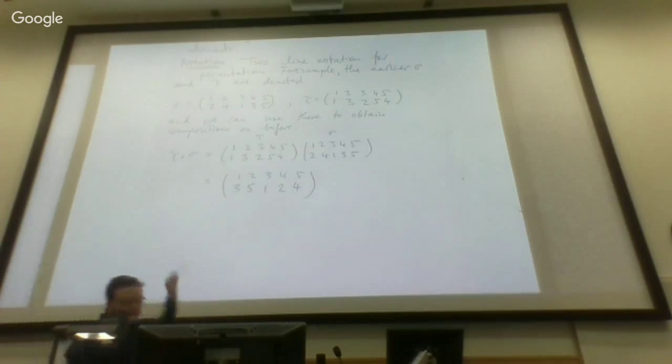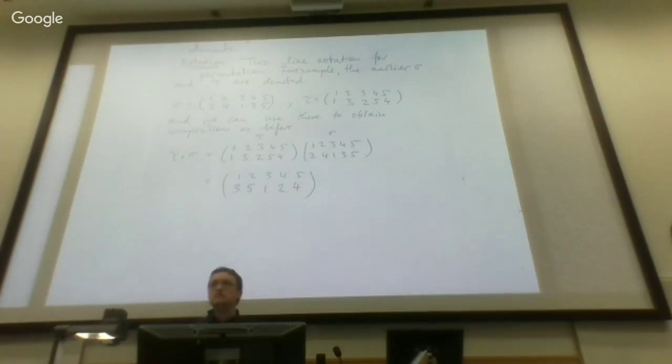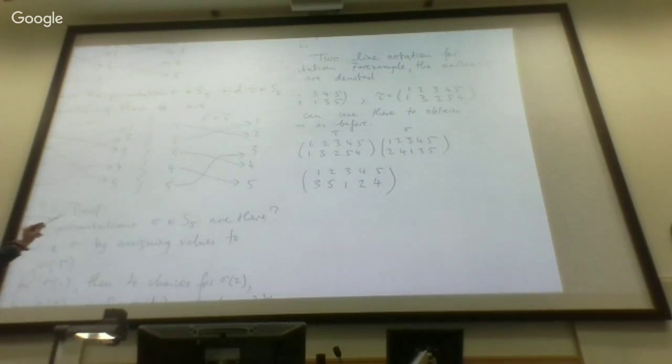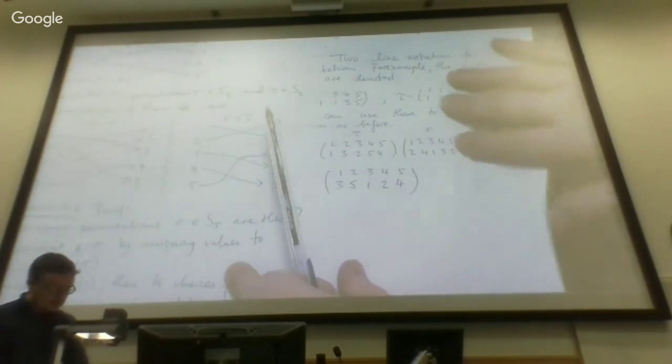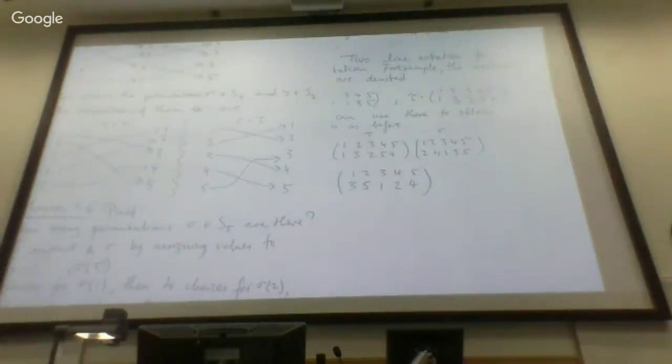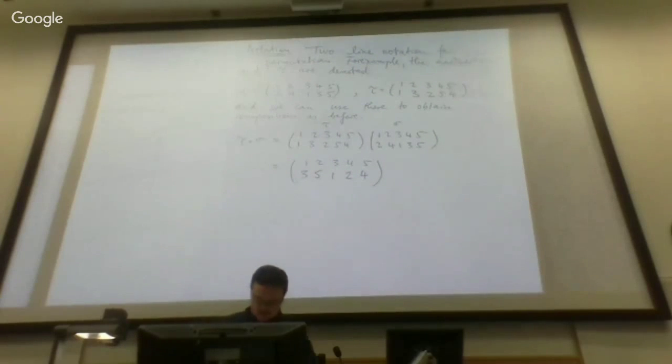So that should tally exactly with the mapping diagram we drew earlier. Sorry, this one over here. Tau after sigma. So this two-line notation here should exactly match this mapping diagram here on the left. 1 goes to 3, 2 goes to 5, 3 goes to 1, 4 goes to 2, 5 goes to 4. Okay. Nothing too startling up to now.